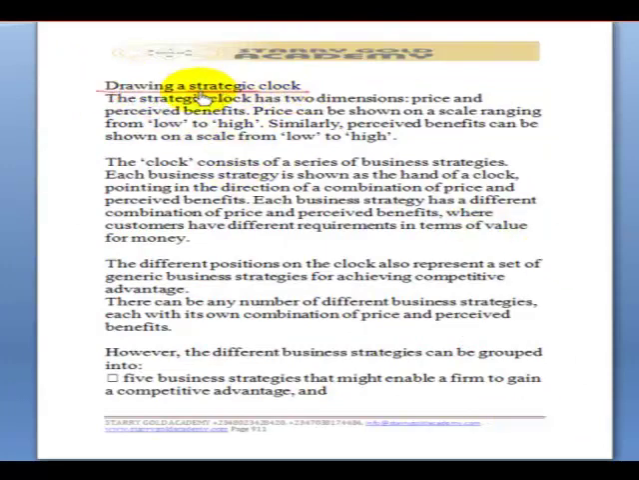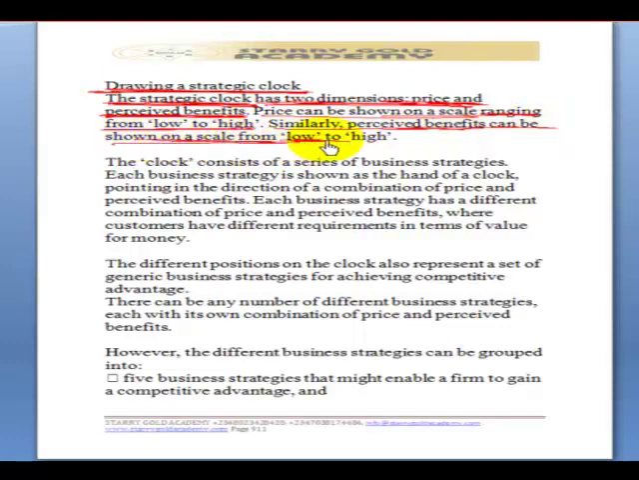So let us look at a strategic clock. The strategic clock we have identified earlier has basically two dimensions, and these two dimensions are the price and the perceived benefit. These are the price of commodity and also the perceived benefit derived or to be derived from the product or services. Price can be shown on a scale that ranges from low to high, and similarly, perceived benefits can be shown on a scale that also ranges from low to high.